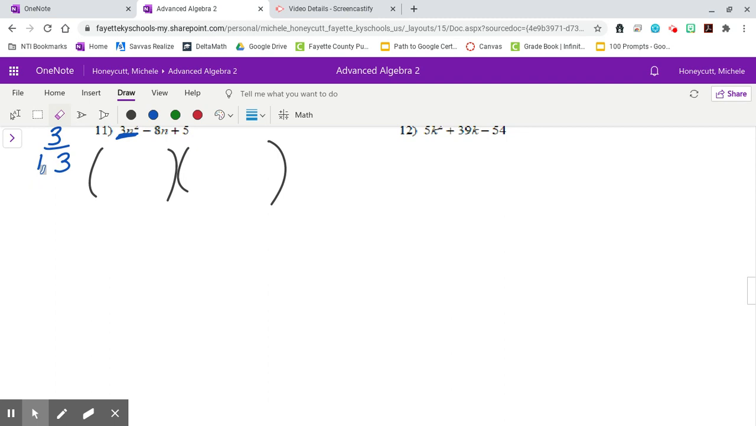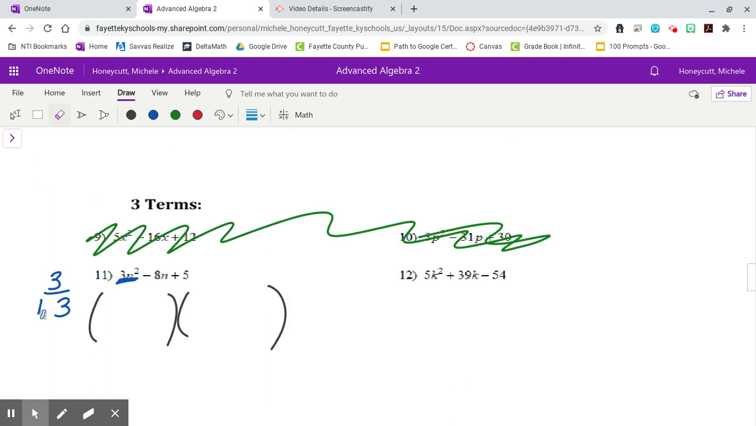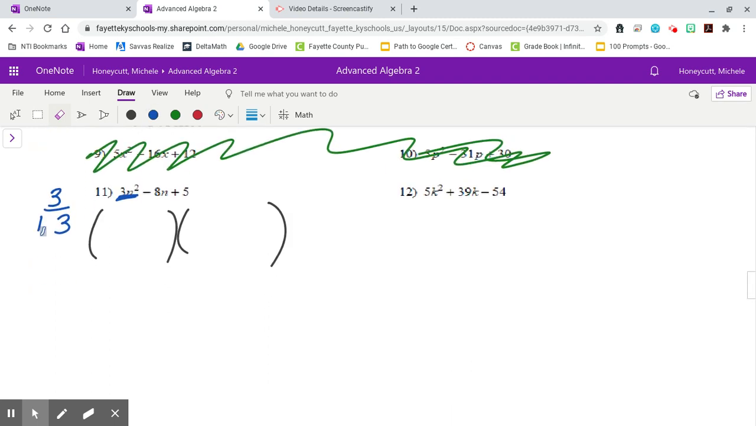So to get 3n squared, the only way I can do that is to have a 1n times a 3n. Now, you might not need to write the 1 in. You can just write n.